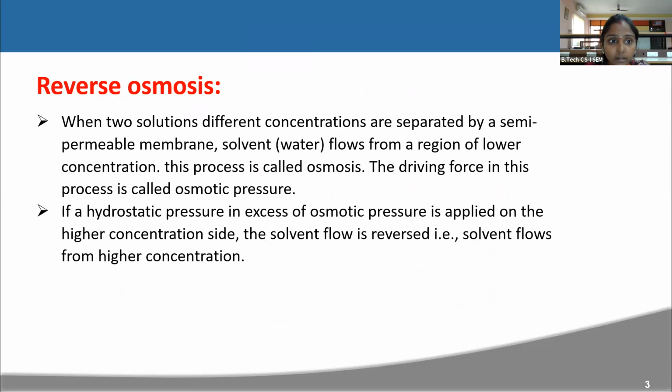Once again, see, when two solutions of different concentrations are separated by a semi-permeable membrane, the solvent or water flows from the region of lower concentration. This is called osmosis. The driving force of the process is called osmotic pressure. If a hydrostatic pressure in excess of osmotic pressure is applied on the higher concentration side, the solvent flow is reversed. That is, solvent flows from lower concentration to higher concentration side.